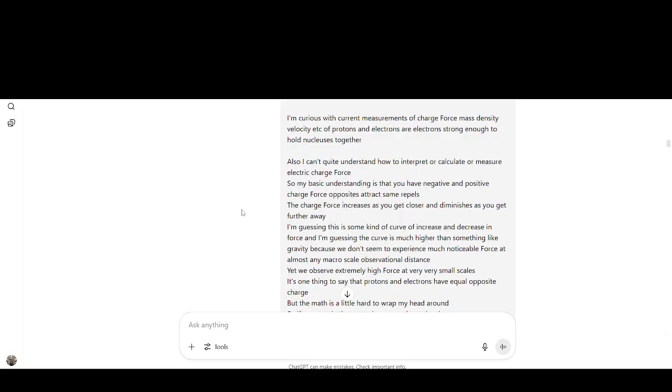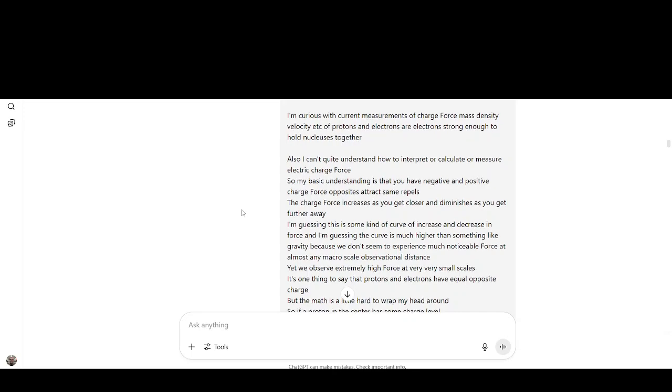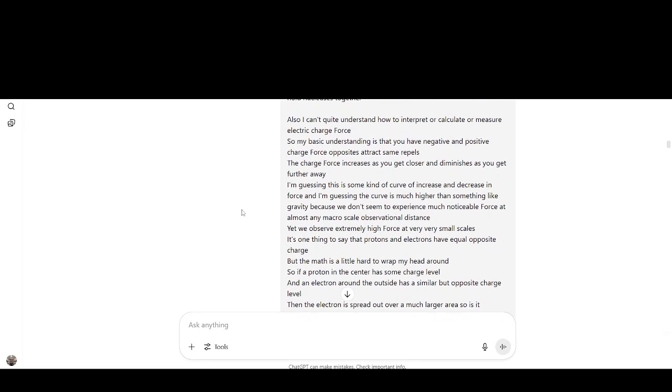Mass, density, velocity, etc., of protons and electrons. Are electrons strong enough to hold nucleuses together? Also, I can't quite understand how to interpret or calculate or measure electric charge force. So my basic understanding is that you have negative and positive charge force.